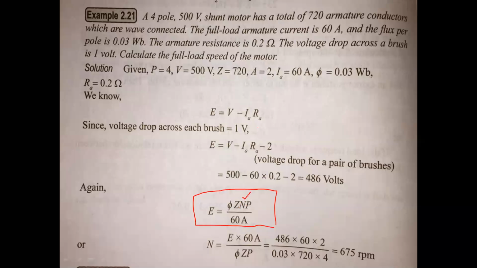So N is there. So we need to calculate the full load speed of the motor. So that means N value we are calculating. If you want to calculate the speed, you must know the back EMF, flux, Z, poles, 60 and A value. So for that purpose, we first calculate the back EMF, EB value.